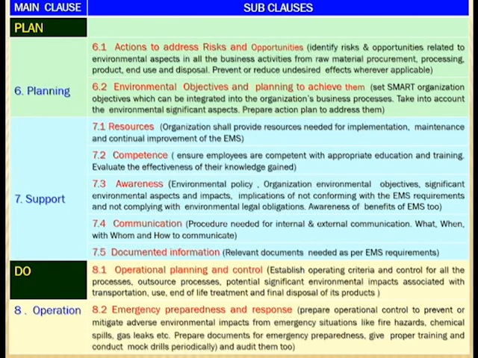Prepare operation controls to prevent or mitigate adverse environmental impacts from emergency situations like fire accidents, chemical spills, gas leaks. Prepare SOPs, that is standard operating procedures for emergency preparedness, give training, emergency contact numbers, conduct mock drills periodically and audit them. Display emergency preparedness SOPs and assembly points at appropriate places in the organization.